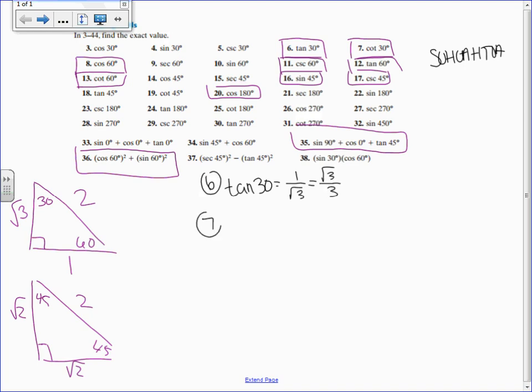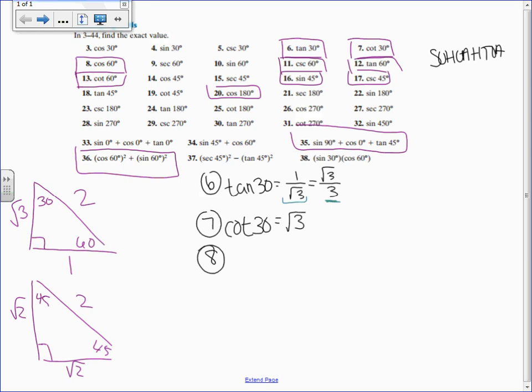For number 7, I'm doing the cotangent of 30. So I'm going to take the reciprocal of what I just found. You can use this to flip, but then you're going to have to rationalize that. So instead, use your original, your pre-rationalized, because when you flip that, boom, square root of 3 over 1.